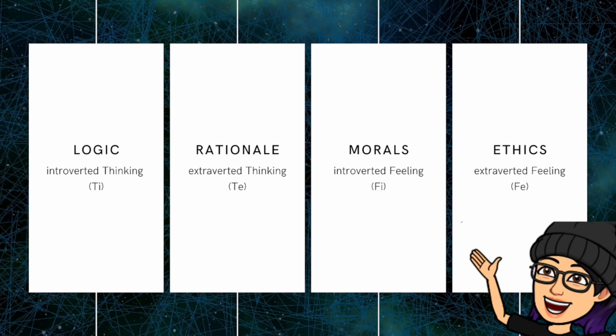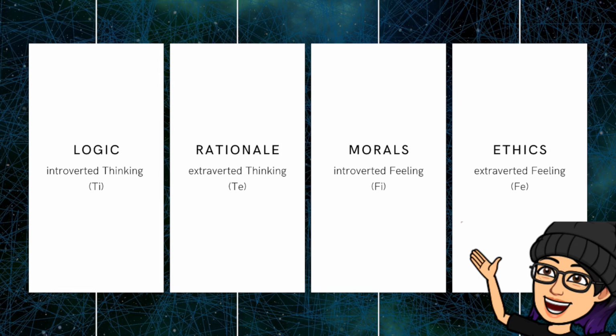If we were to consolidate these 4 functions into one word each, introverted thinking would best suit logic, extroverted thinking would best suit rationale, introverted feeling would best suit morals, and finally, extroverted feeling would best suit ethics. Although you may think that many of these words mean the same thing, there are slight differences. You can have morals, but you can't have ethics. Instead, a collection of people's morals become the basis for ethical behavior. In that case, it makes sense that FI represents morals while FE represents ethics.